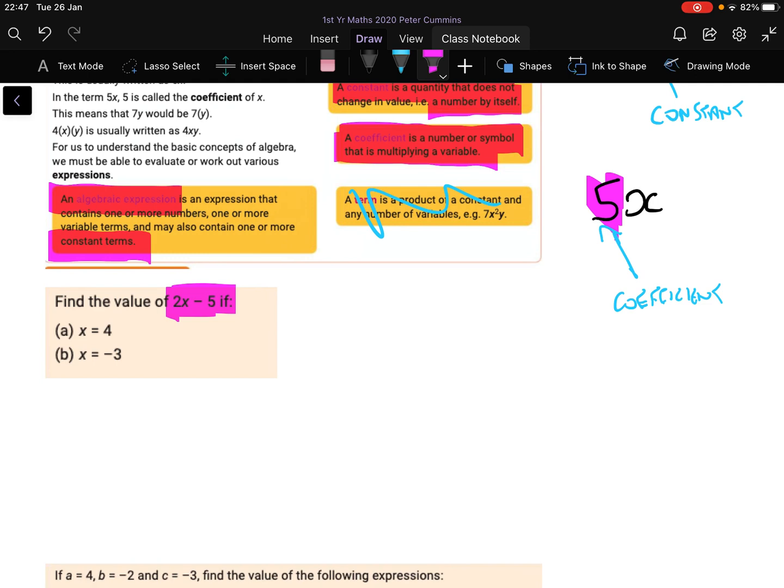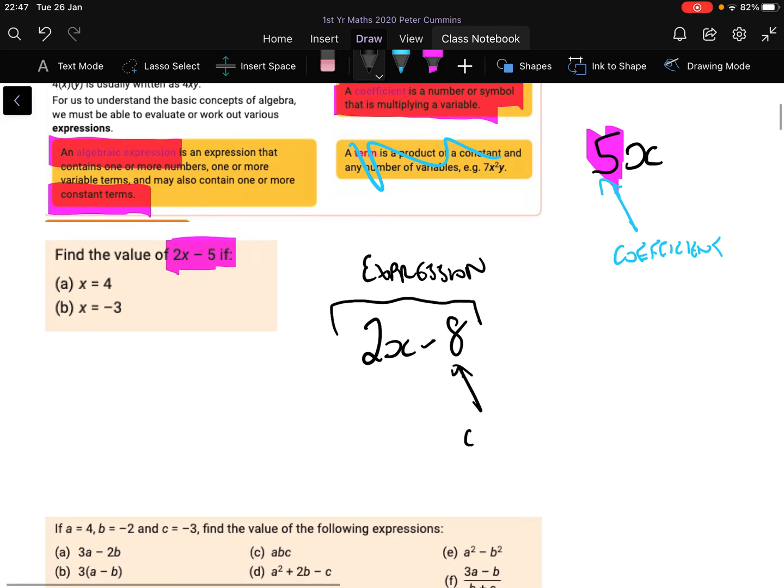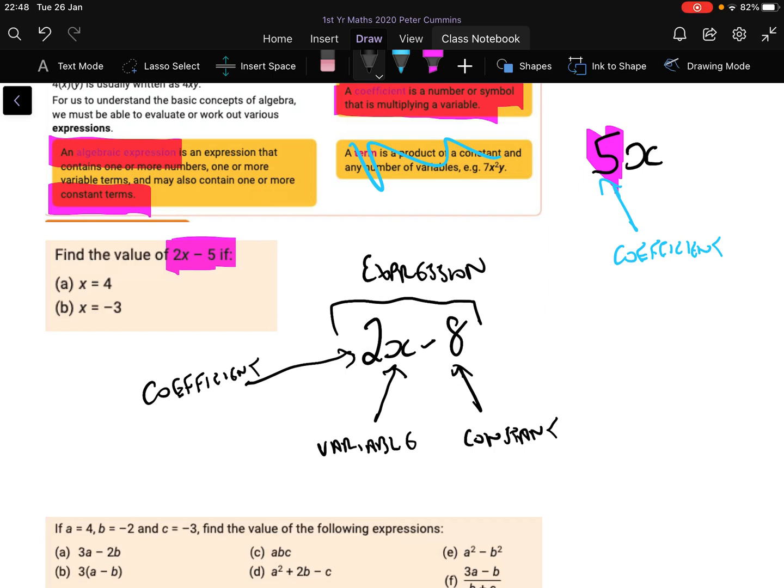So I'm going to write out an expression: 2x minus 8, say. So this whole thing here is an expression. In here we have a constant. In here, the x is your variable. And this is your coefficient. Okay, right. Now forget all that for a second. Let's just go on and take a look.